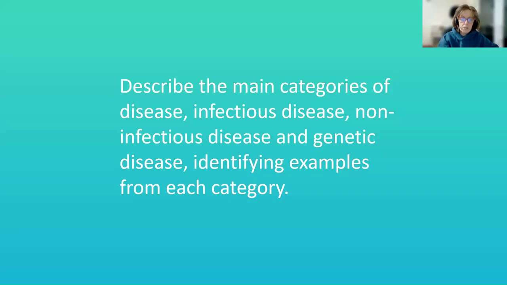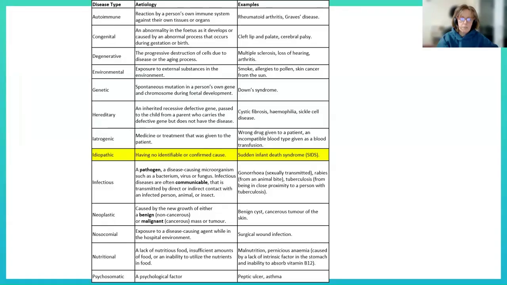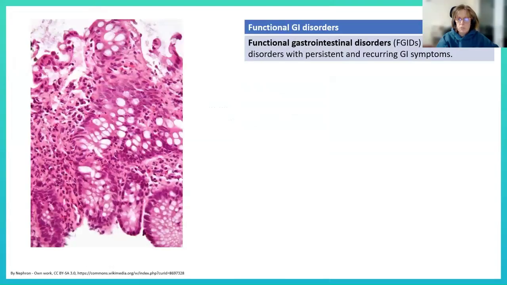The diseases we'll be looking at as well. So the first thing that we're going to look at is categories, so for example, infectious disease, non-infectious disease, genetic disease, and have an example from each category. First thing we're going to have a look at is disease that has no known or confirmed cause. So sometimes you just get diseases or symptoms where you can't really get to the bottom of what's causing the problem.